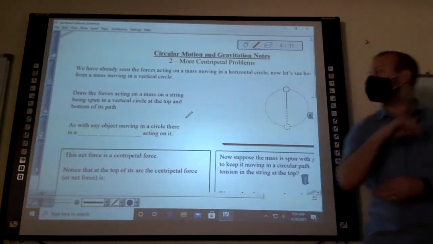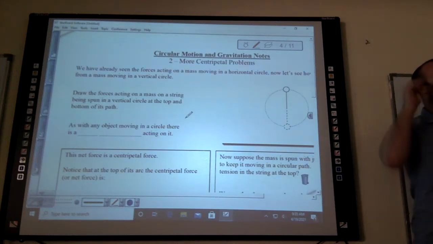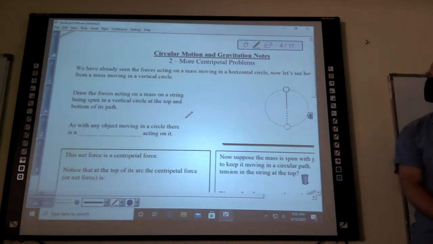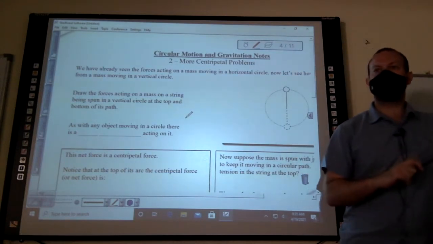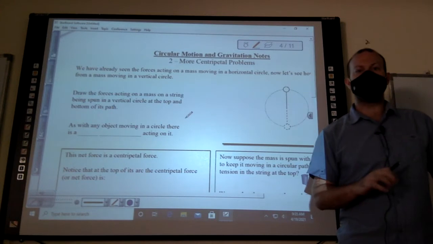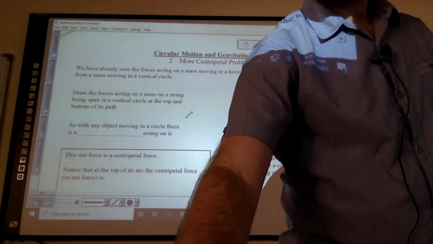All right, so this is a continuation from yesterday. Yesterday we just talked about centripetal force, centripetal acceleration, and problems dealing with that. As a quick recap, centripetal force is the net force moving towards the center of a circle. Centripetal acceleration is the acceleration towards the center of the circle. And I gave a couple equations that had to do with that so that you can solve it.